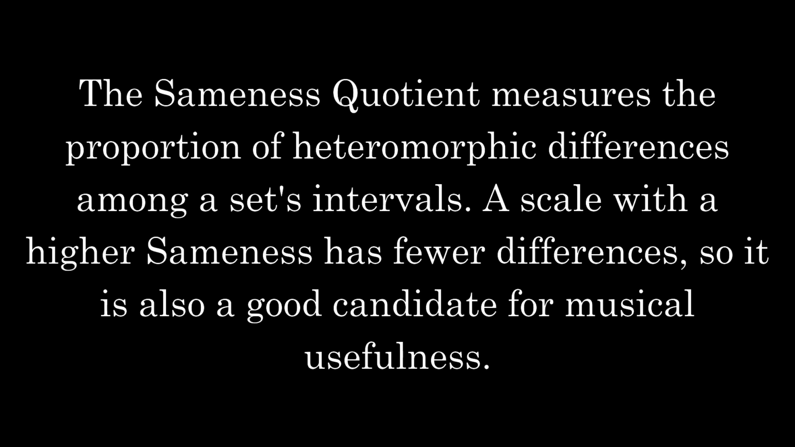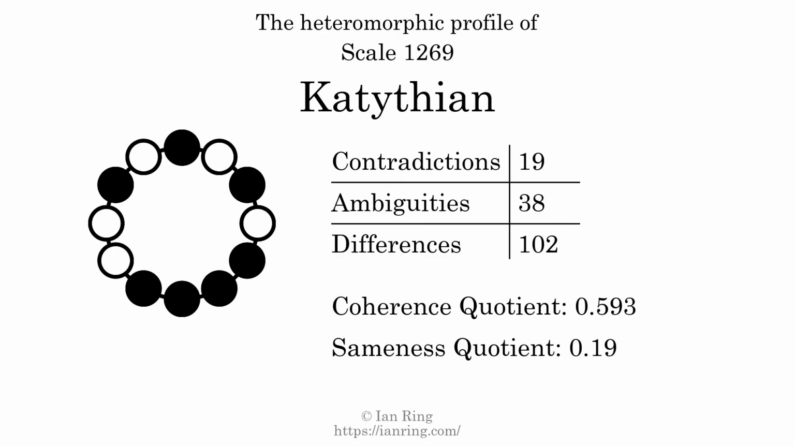The sameness quotient measures the proportion of heteromorphic differences among a set's intervals. A scale with a higher sameness has fewer differences, so it is also a good candidate for musical usefulness. The sameness quotient is 0.19.